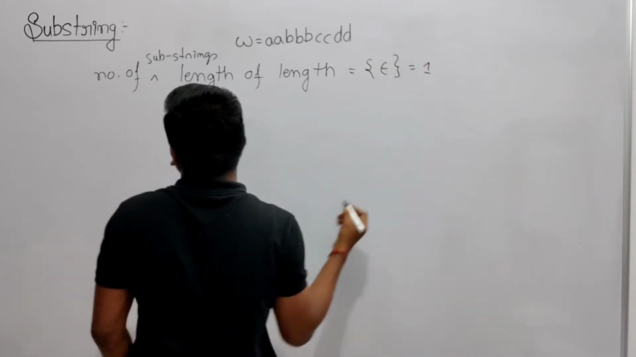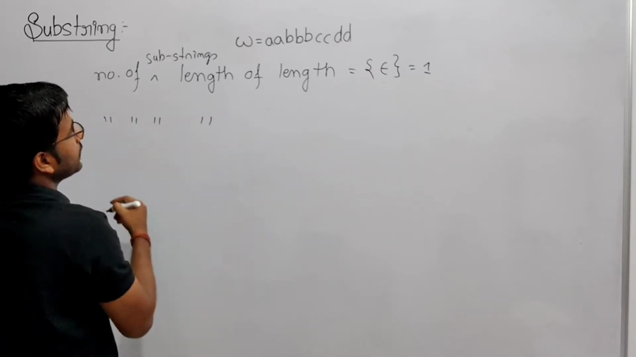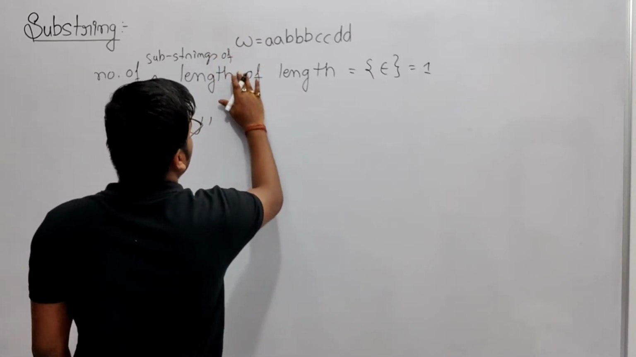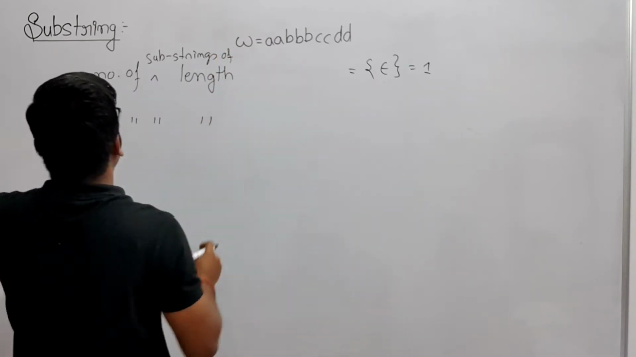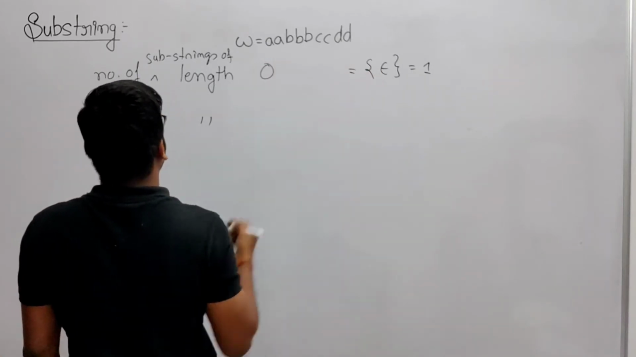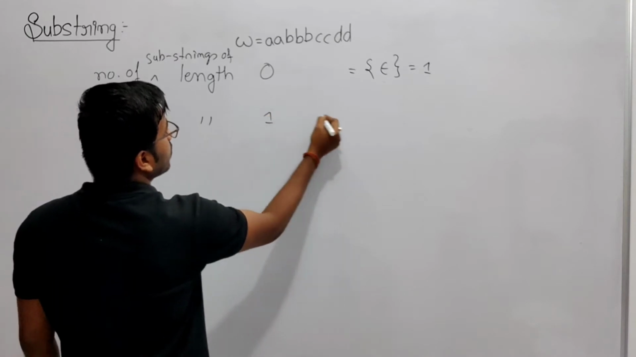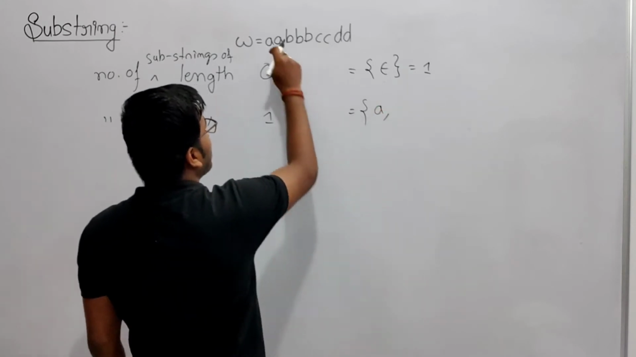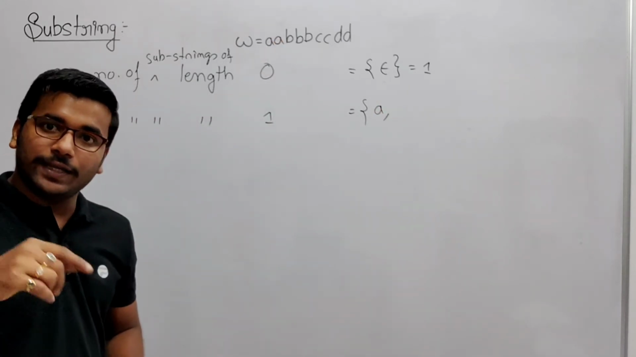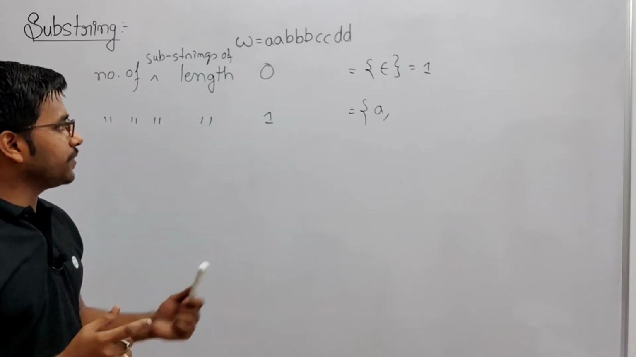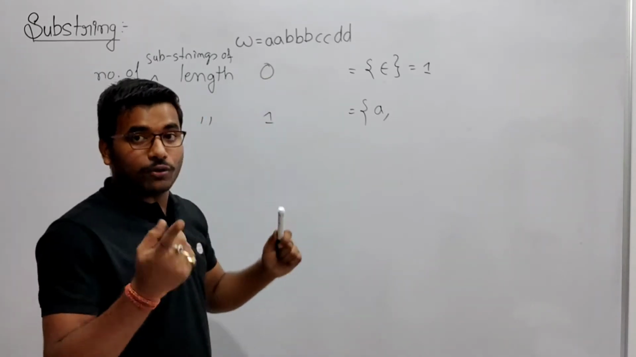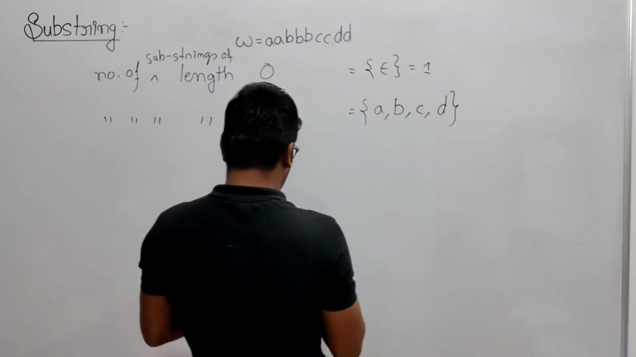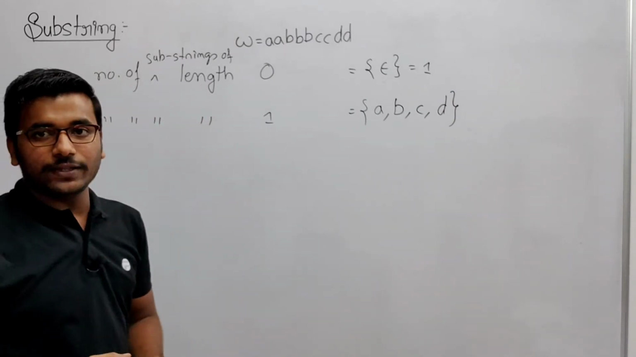So 1. Similarly, the number of substrings of length 1. The number of substrings of length 0 is your epsilon. Then how many substrings of length 1 are you going to get? A is a length 1 substring. Again A, but since it is a set, you are not going to take it twice. Only A. So the number of substrings for A is 1. Then B, then C, then D. So how many substrings are you getting of length 1? 4.